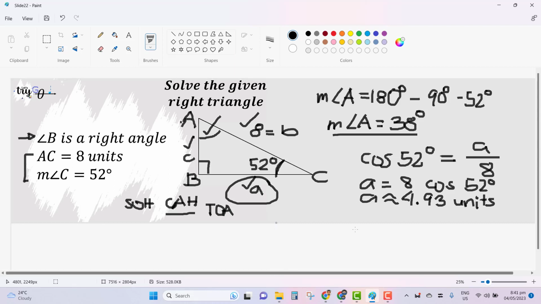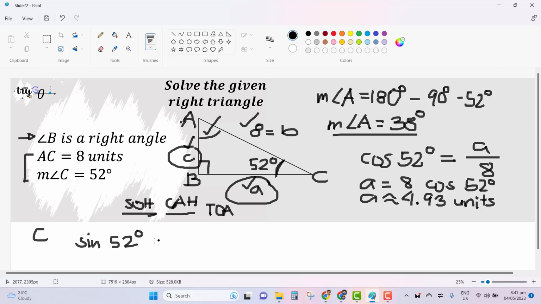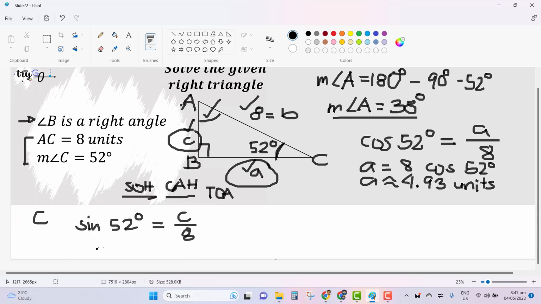Now let's try to increase this to solve for the measurement of side, okay, not B, rather side C, this side here. This is the opposite side of 52 degrees, and your given measurement again is the hypotenuse. So we are going to use here the sine. You have your sine of 52 degrees is equal to your opposite, which is your C, over your hypotenuse, which measures 8 units. Cross multiplication, you will have C, which is equal to 8, and then sine 52 degrees.